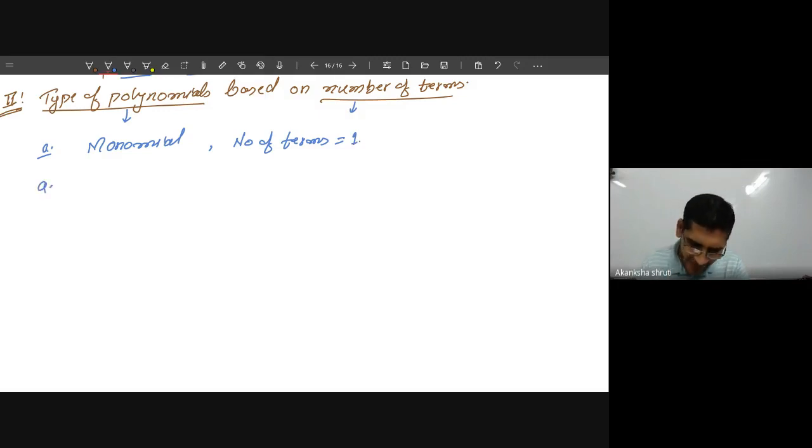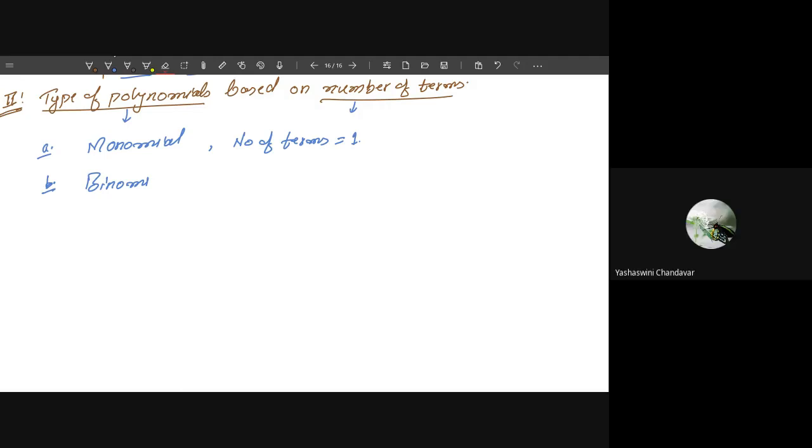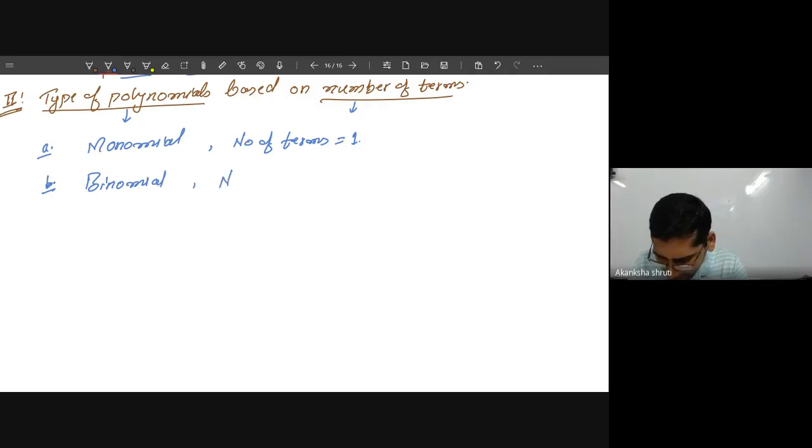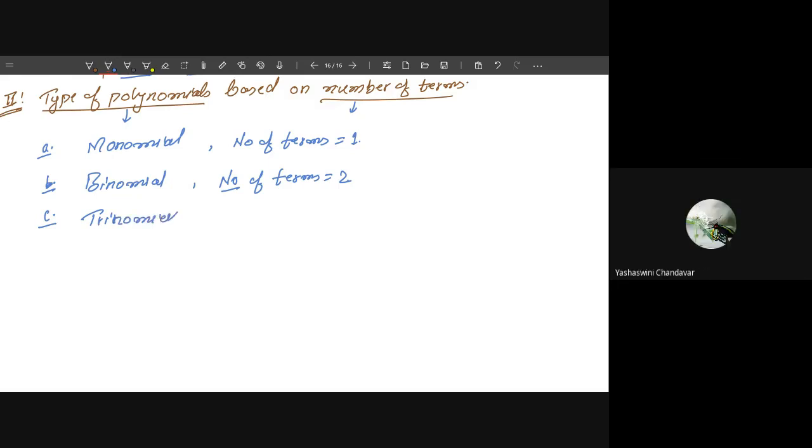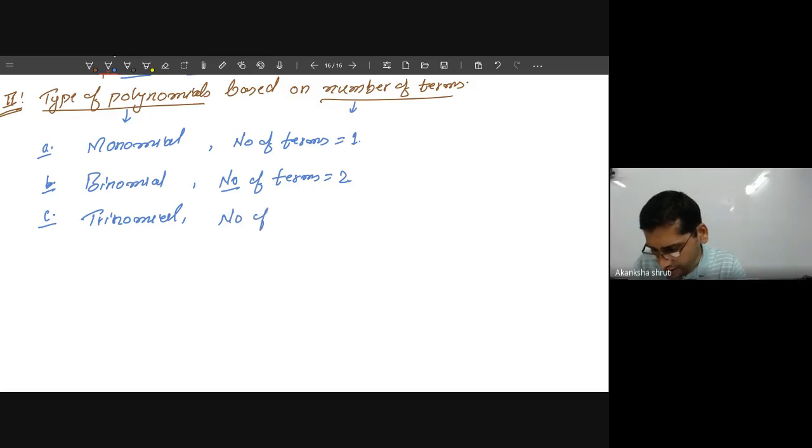It is called as binomial if there are how many terms? If there are 2 terms. A student? 2 terms. Yes, we have to keep in mind here the number of terms is 2. It is called as trinomial if the number of terms is 3. Good. So in this case, number of terms is 3.